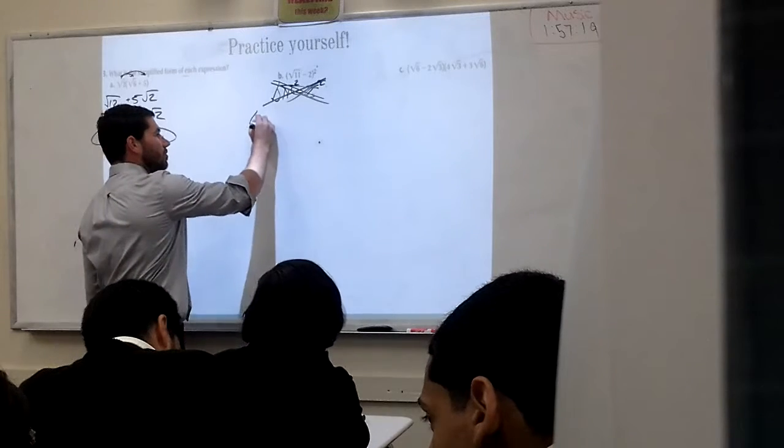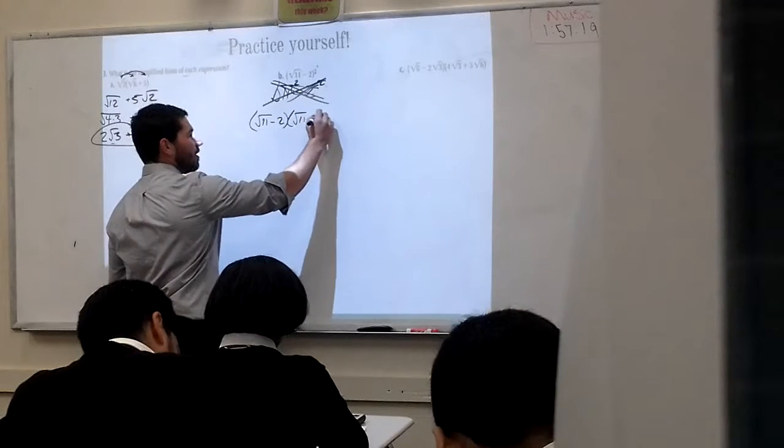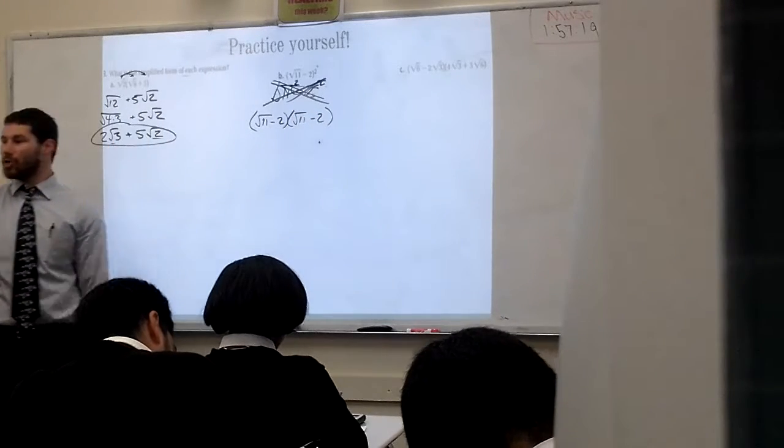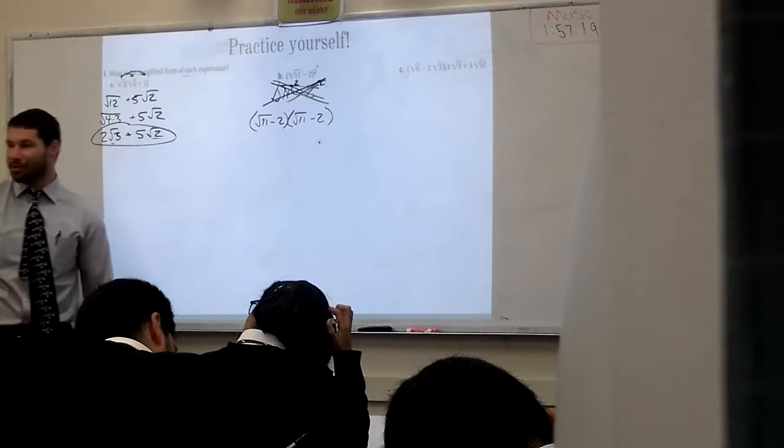So you do the square root of 11 minus 2 times the square root of 11 minus 2. Alright, it's saying that there are 2 of those. So you gotta multiply them together. So here we gotta do what, Uriel?